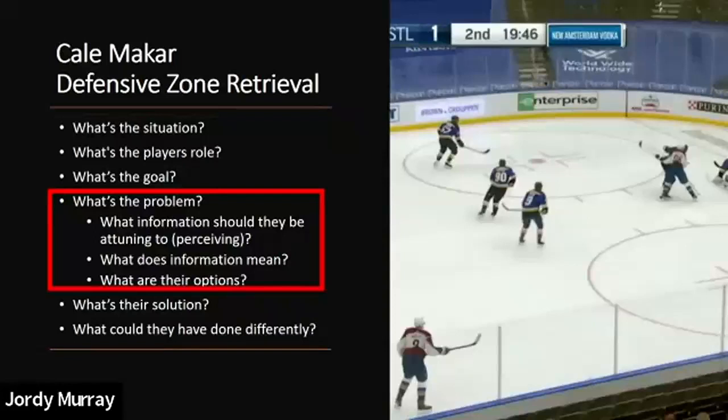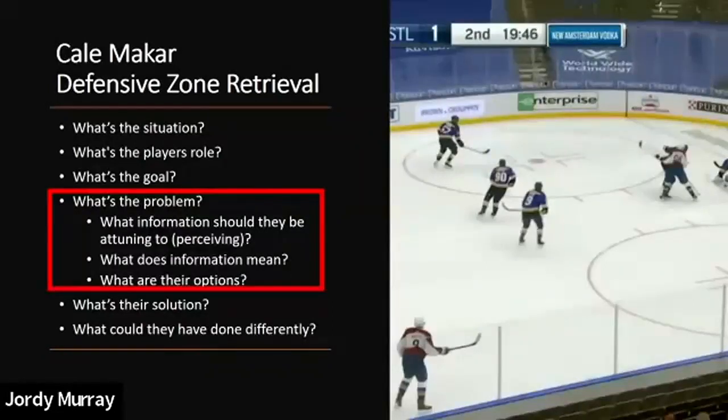What's the problem? This is probably the most important of the questions. We want to know what the problem is so we can figure out the solution. In general, there are a lot of things that make D-zone retrievals problematic for D. They're really hard plays. No team has possession, and it's the D's job to gain it. To do that, they have to pivot and turn, face the puck, and win that race. They want to be first on it. When they turn, most of the information they need to make a decision, all of their options, are behind them.